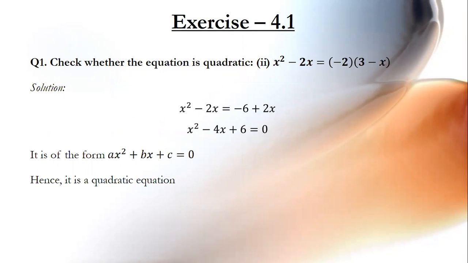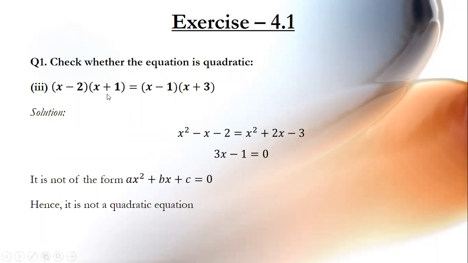Moving on to exercise 4.1, check whether the equation is quadratic. So first we will identify whether an equation is quadratic or not. Here x square minus 2x is equal to minus 2 into 3 minus x. Let us multiply inside. So we will have x square minus 2x equal to minus 6 plus 2x. Let us take everything to one side. x square minus 4x plus 6 is equal to 0. It is of the form ax square plus bx plus c equal to 0. So it is a quadratic equation.